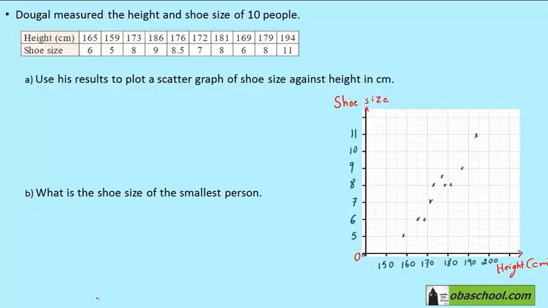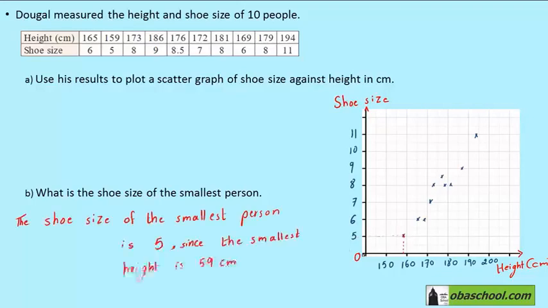Part B says, what is the shoe size of the smallest person? You take a look at the point that is as close as possible to the origin. We find this one, the person that had a height of 159 centimeters and a shoe size of 5. The shoe size of the smallest person is 5 since the smallest height is 159 centimeters.